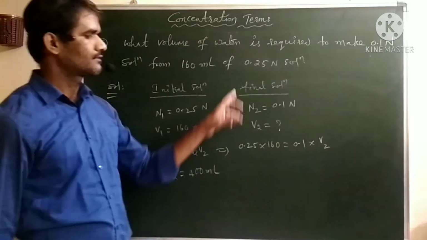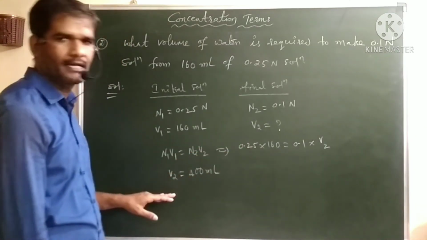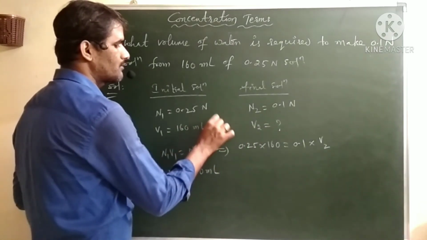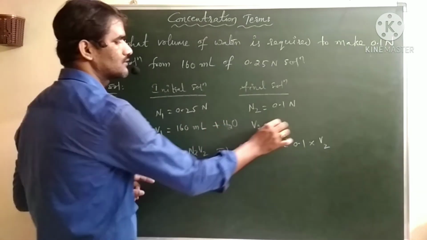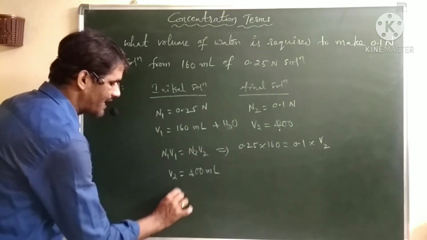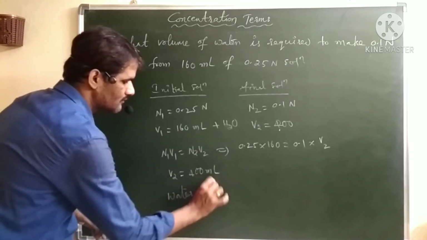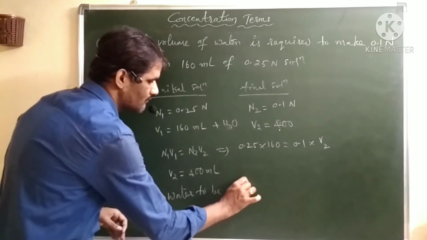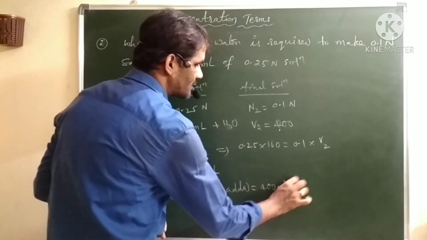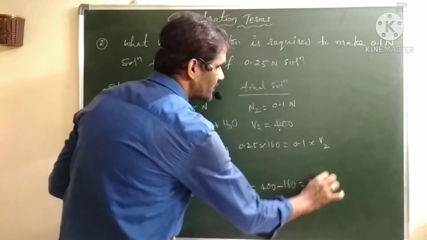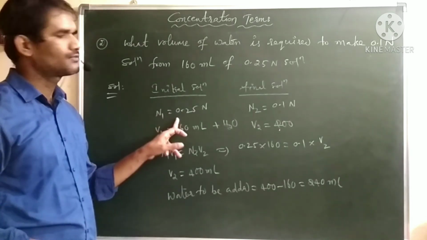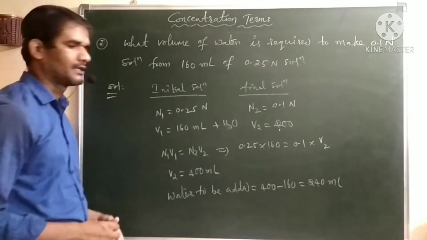Then what is the volume of the final solution here? 400 ml. So to get from 160 ml to 400 ml, how much water do we have to add? The water to be added is 400 minus 160, that is 240 ml of water, to change its concentration from 0.25 normal to 0.1 normal.